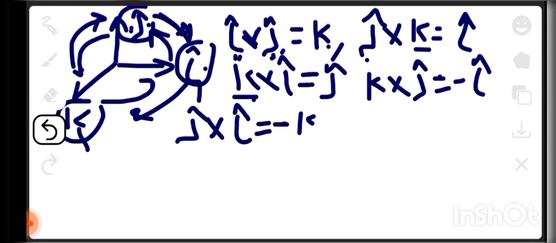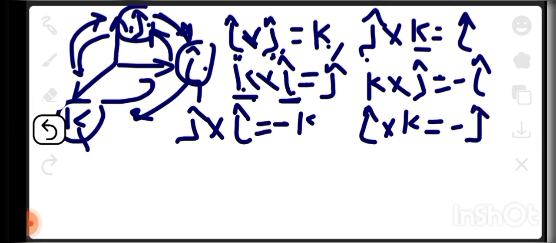Then you also interchange K and I. Let's see, we are doing I cross K now. We have to write I first before K. The answer will become negative J. So that is another way to get the other part if you interchange them.